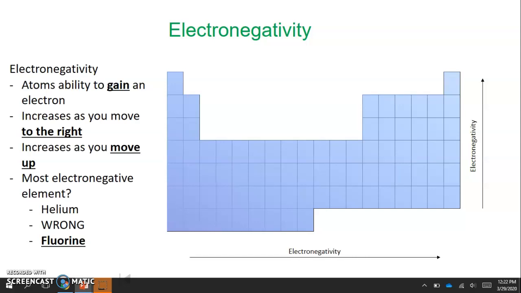So we're going to look at your group 7 for your electronegativity. Our most electronegative element that is not stable is going to be fluorine because it's the topmost element that's also at the top right. So it increases as you move right and it increases as you move up across the table.